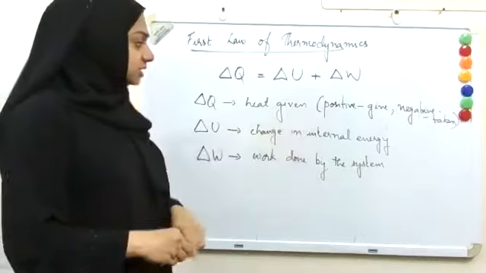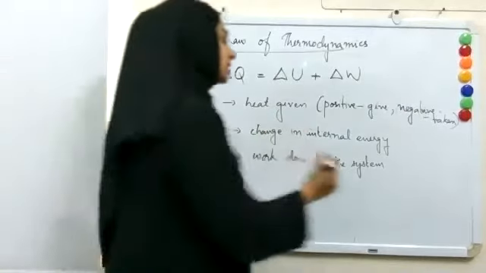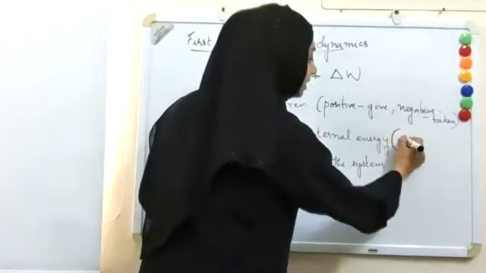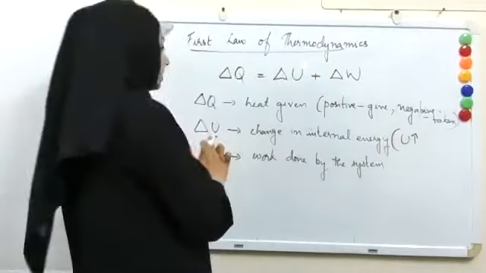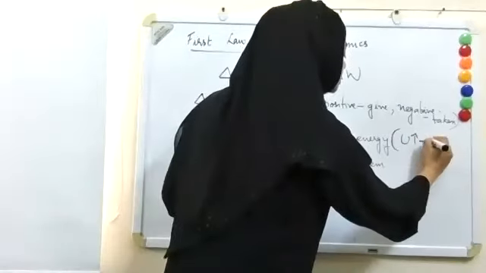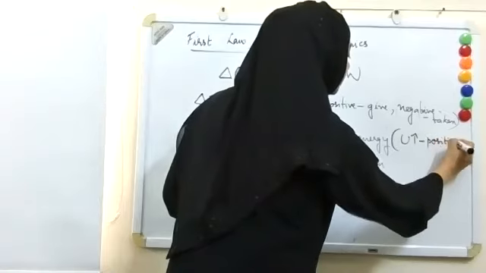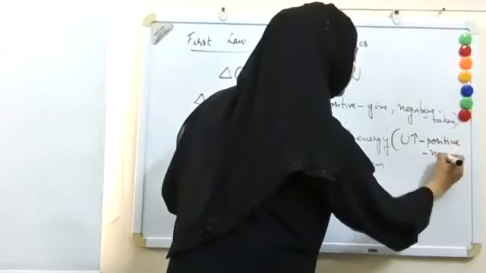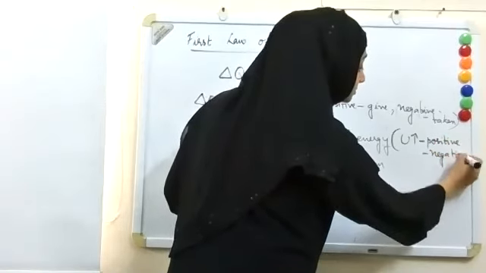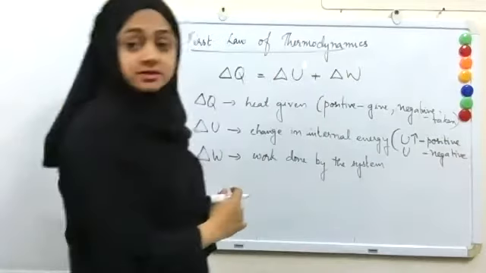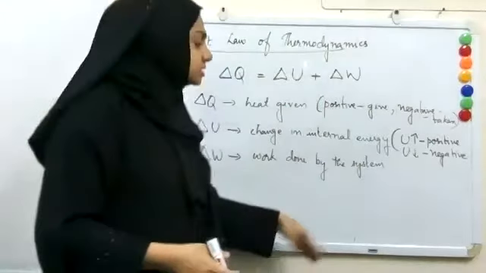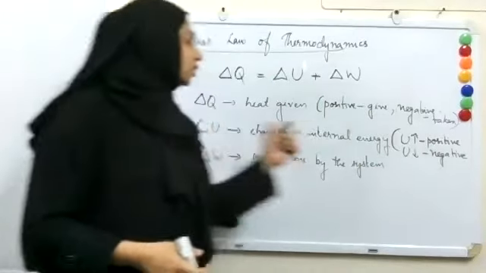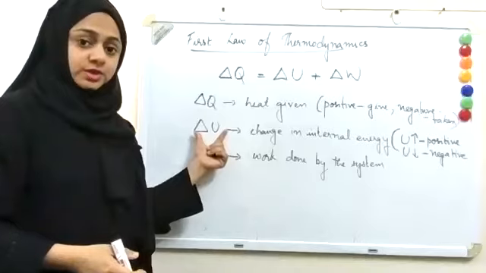Now change in internal energy. If the internal energy increases, delta U is positive. And can you guess when it will be negative? When the internal energy decreases. So when the internal energy decreases, delta U is negative. Okay.